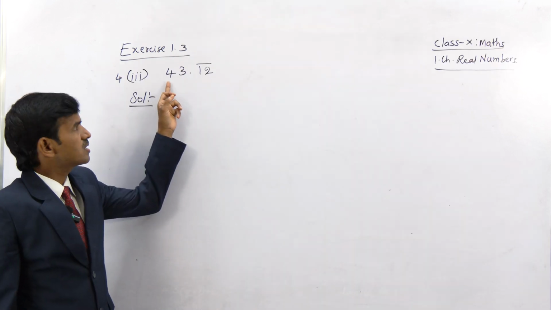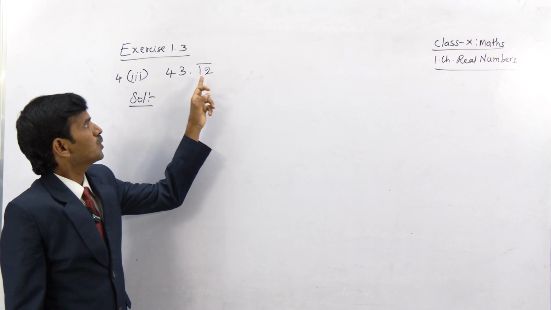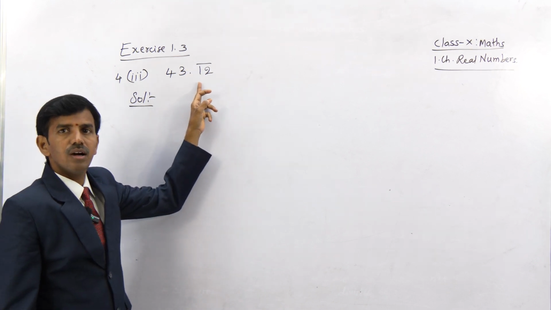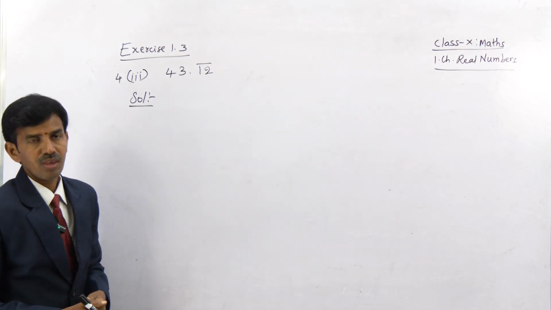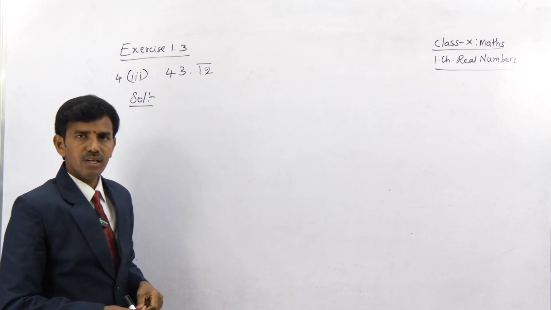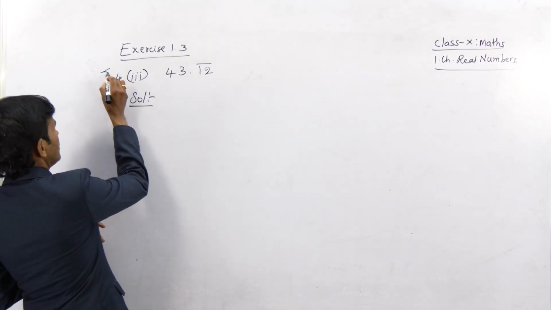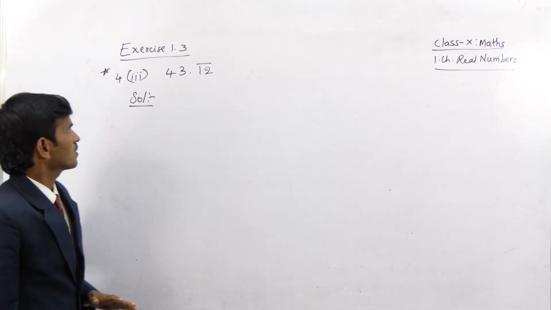The given number is 43.12 bar, only the 2 decimals 1 and 2 repeat. This number has to be converted into the form of P by Q. Whenever a bar is given in these types of numbers, how to convert? Let us see, that is the most important case. You need to practice these types of problems keeping exams in view.